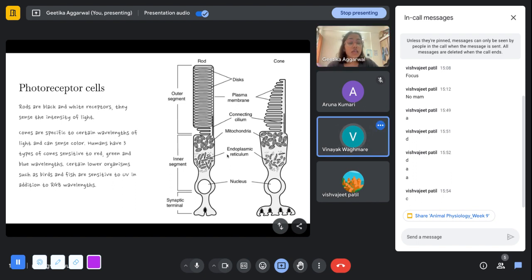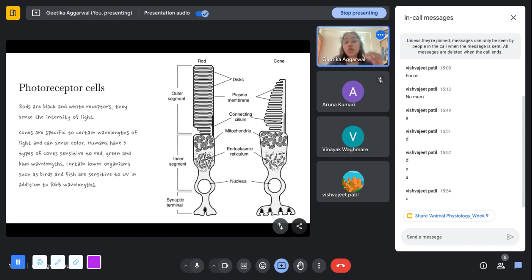So in this, are there particular functions of each part? Like rod has a different function, cone has a different function, the nucleus has a different function? Basically the nucleus and everything else has the same function. They're like a normal cell's nucleus and mitochondria and all these things; others are similar.